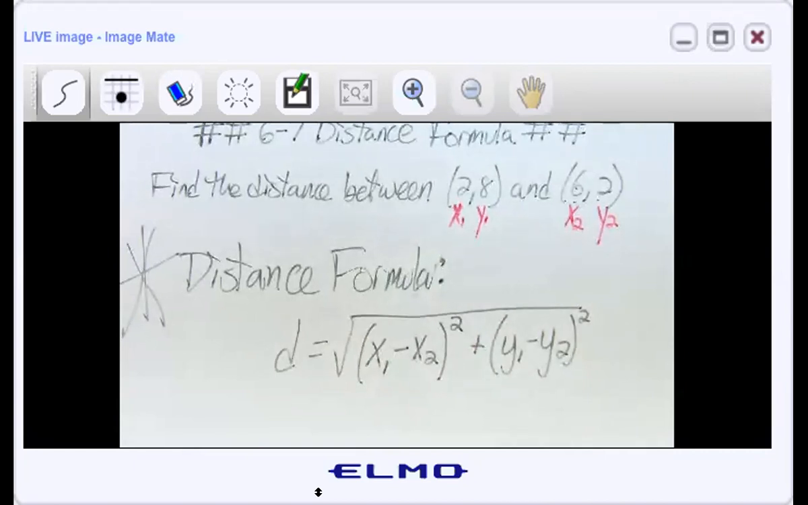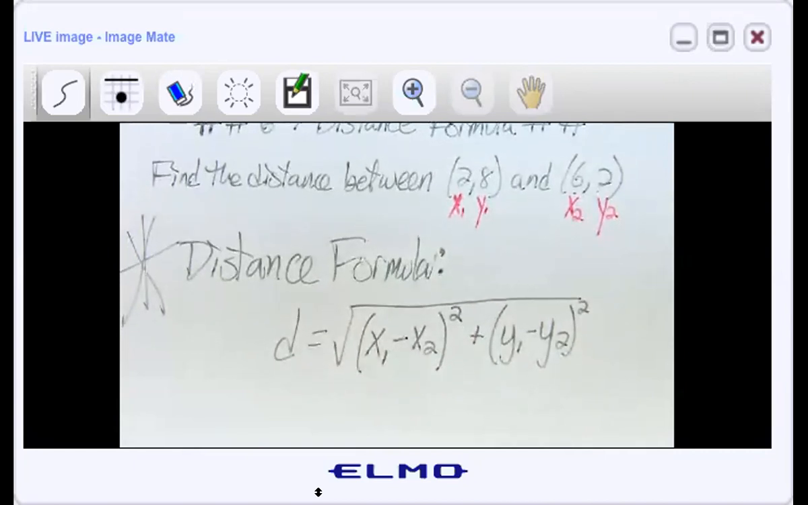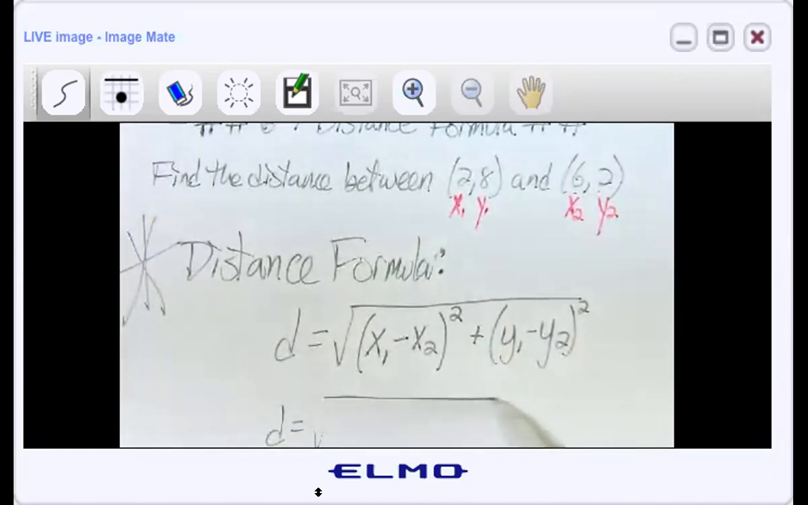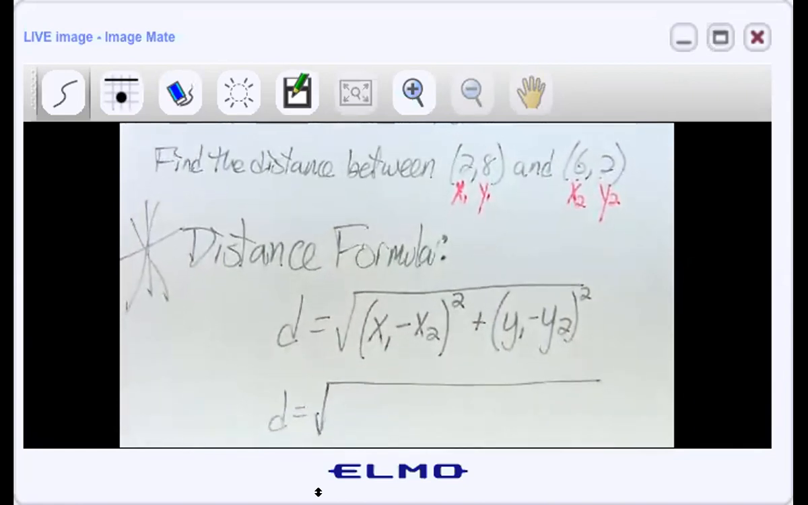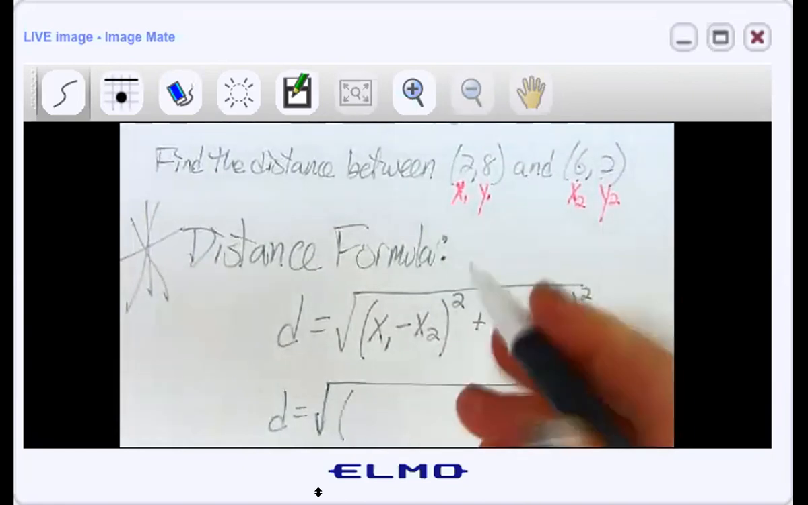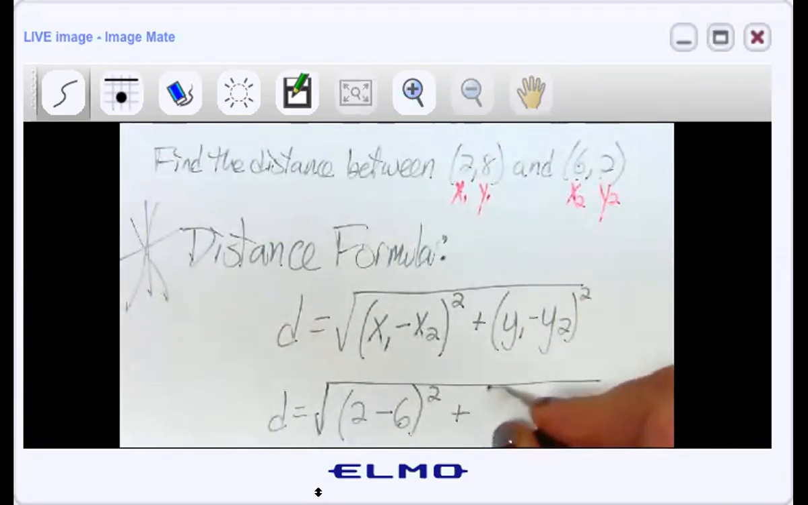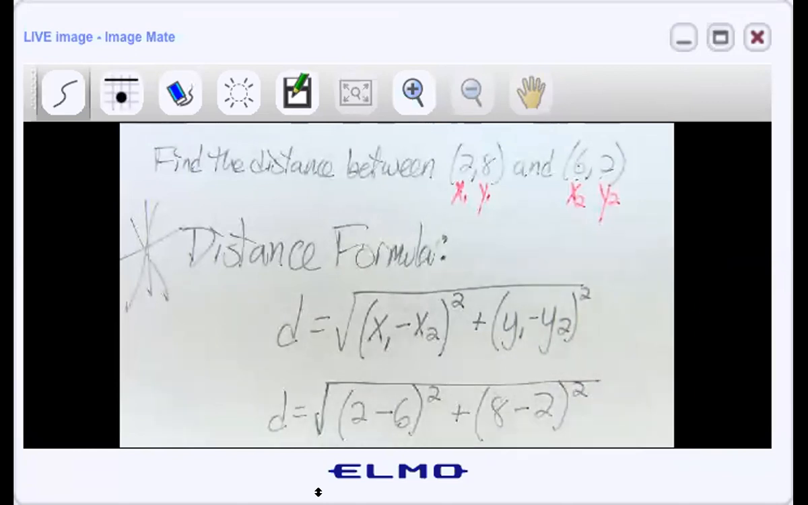All right, so let's try this with the numbers that we have here. The distance is going to equal a big old square root. Now I see x1 in this case is going to be 2 minus x2, which is 6. I'm going to close it and square it. Then I'm going to do the same thing with the y's. So y1 is 8 minus y2, which is 2. Close it and square it.